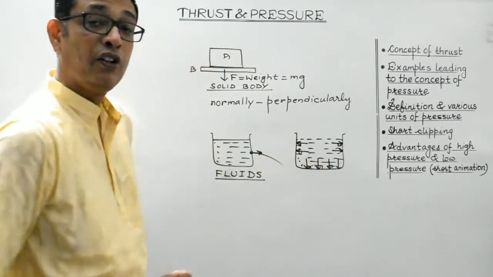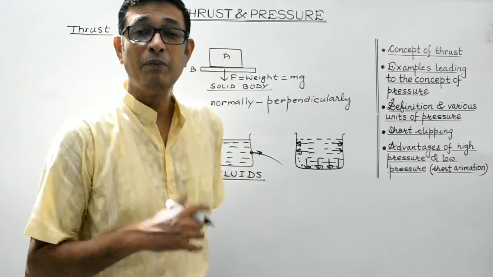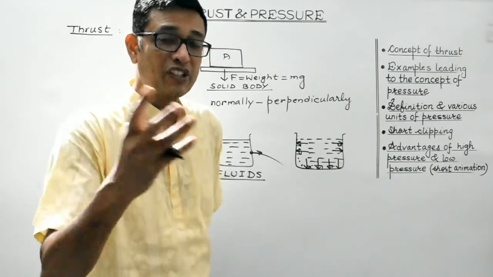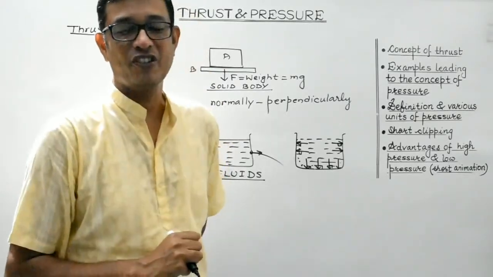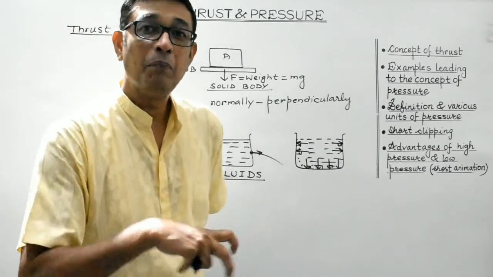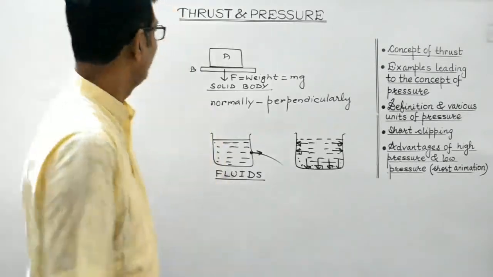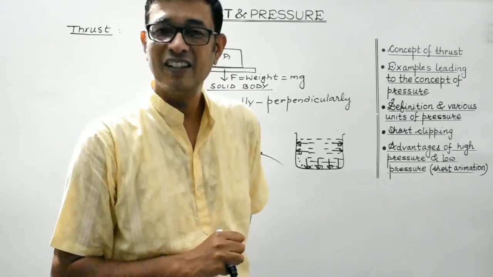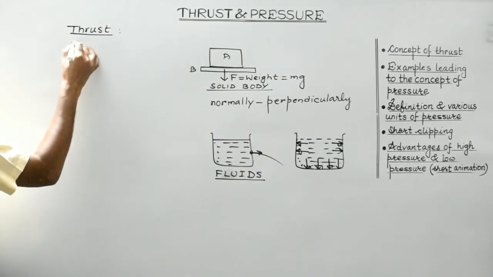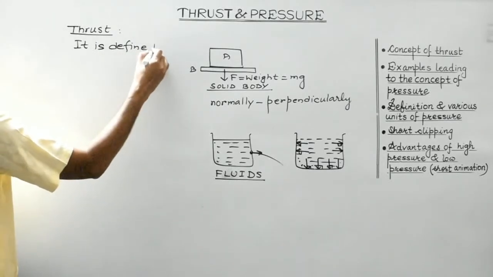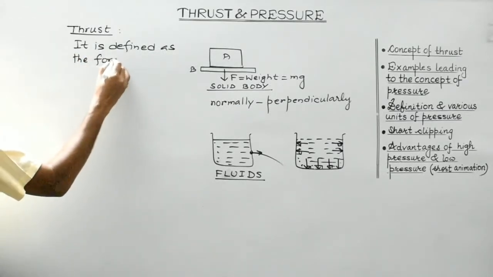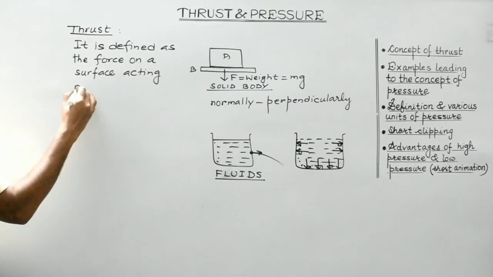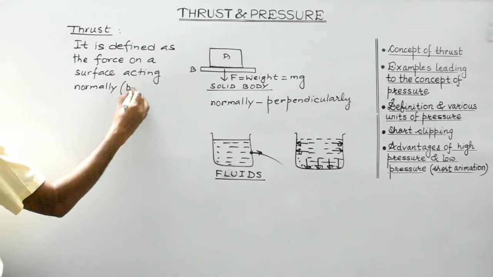So students, whether we are talking about solids or fluids, in both cases, the body exerts some force on the surface which it supports or with which it is in contact normally, that is in the perpendicular direction. This force exerted by a body on a surface in the perpendicular direction is known as thrust. Clear, students? So thrust is a force acting on a surface normally, right? So it is a force. So I'll write down the definition. It is defined as the force on a surface acting normally. Acting normally. Normally means perpendicularly.